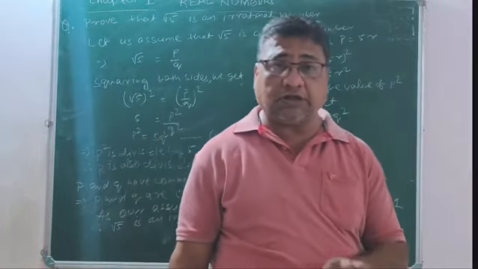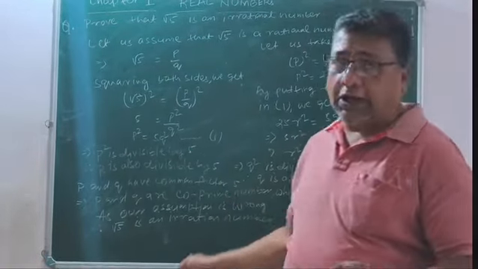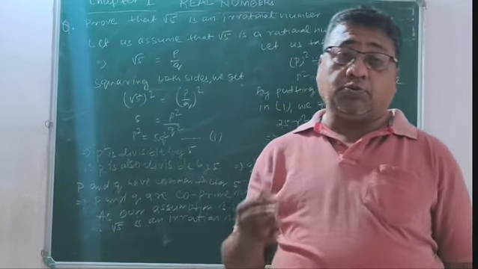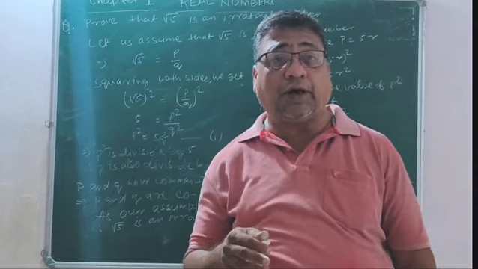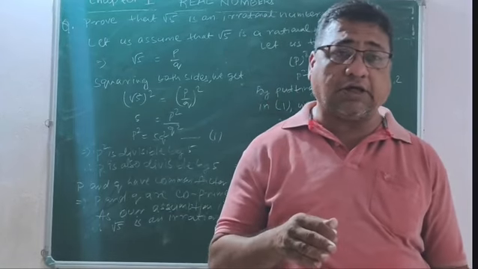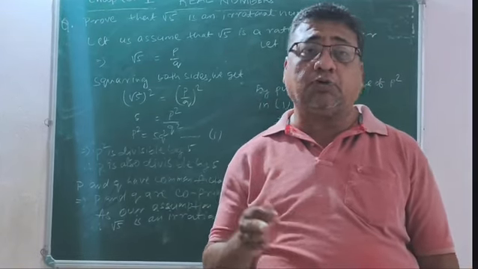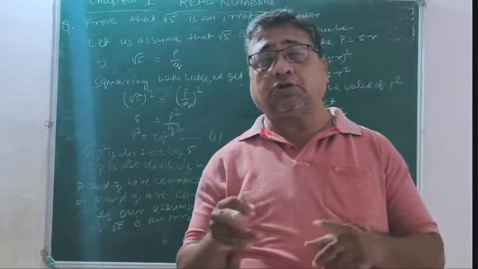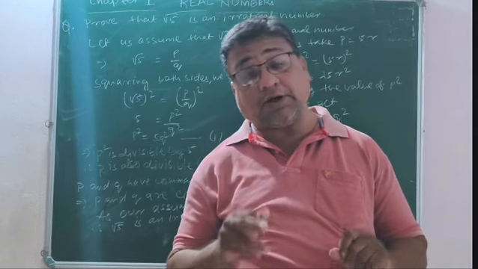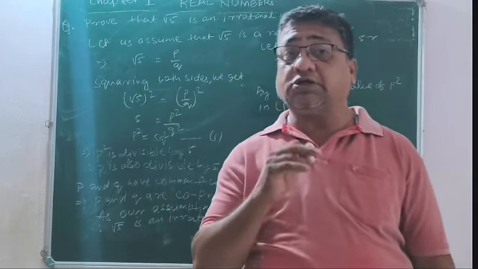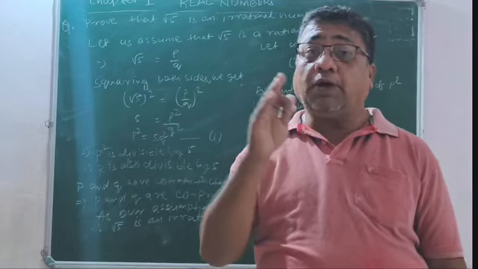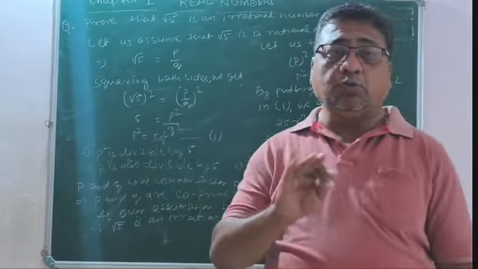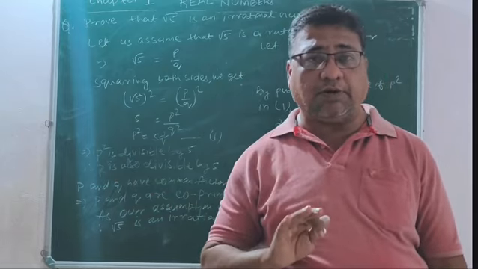If a single root is given, then we have to prove like this. But if a question comes, prove that 2 plus 3 root 5 is an irrational number, in that case you have to first prove root 5 is an irrational number. Then you prove 2 plus 3 root 5 is an irrational number. But in any question, if it is given that root 5 is an irrational number, then you directly prove that 2 plus 3 root 5 is an irrational number.